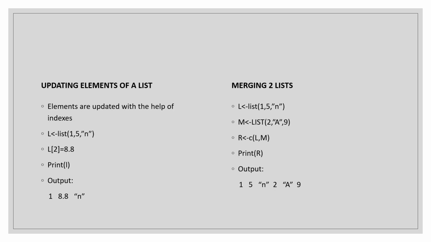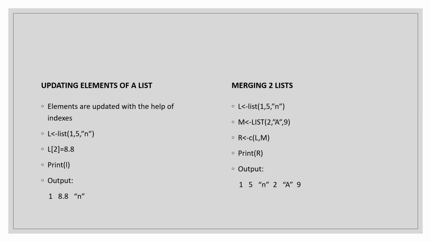Updating elements of a list. Elements are updated with the help of indexes. Let us consider a list named L which contains the elements 1, 5, N. As it contains 3 elements, 1, 5 and N, if we want to change the second element from 5 to 8.8, we can directly initialize it with its index: L of 2 equals 8.8. If we initialize it like that, the second element 5 is replaced by 8.8, and if we print the list, we get the output 1, 8.8 and N.